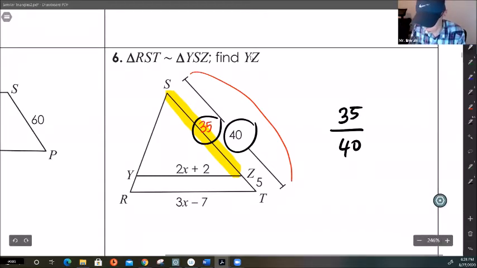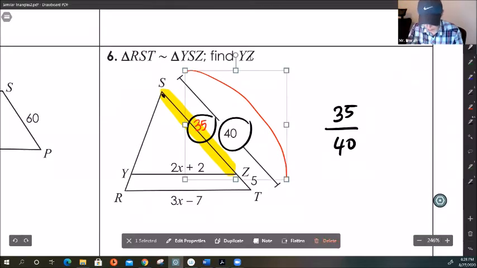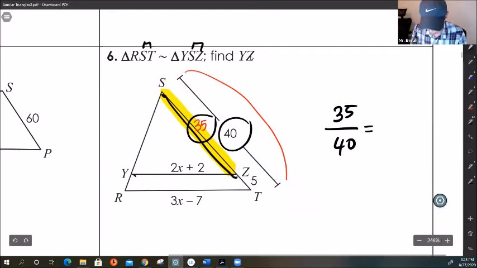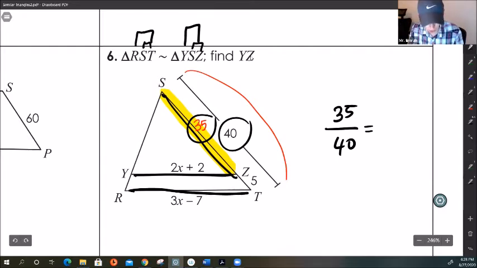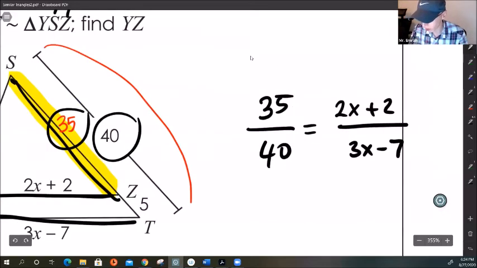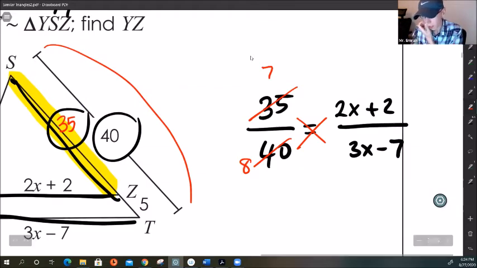All right, I got a lot of correct answers. So let's solve this problem. 35 is the side SZ, and SZ corresponds to ST in the other triangle. So that's 35 to 40. And YZ in the small triangle corresponds to the first and third letter, RT. So these two side lengths correspond to each other. So I'll write 2x plus 2 over 3x minus 7. Then Ryan, once I write this, I need to cross multiply. Before I cross multiply, I'll simplify this to 7 over 8 to deal with smaller numbers. Then I will cross multiply.